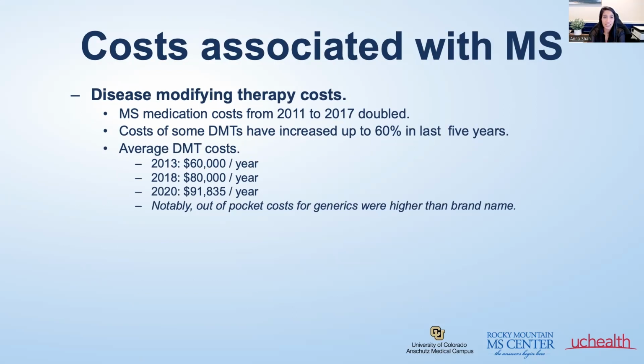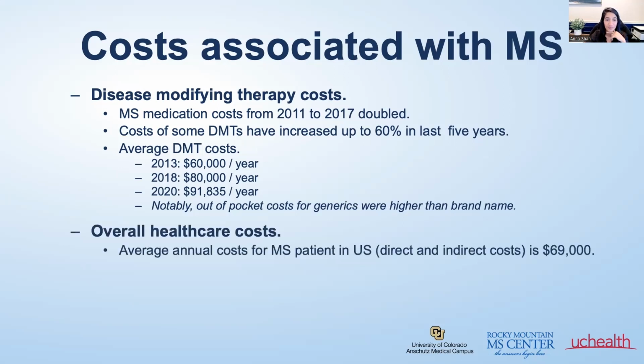So when we look at the cost of medications going from 2011 to 2017, the costs have doubled. And some of them have increased up to 60% just in the last 5 years alone. When we look at average costs of disease-modifying therapies, the last estimate I have is from 2 years ago, which was almost $92,000 a year. And you can imagine that this number is only continuing to increase at astronomical rates.